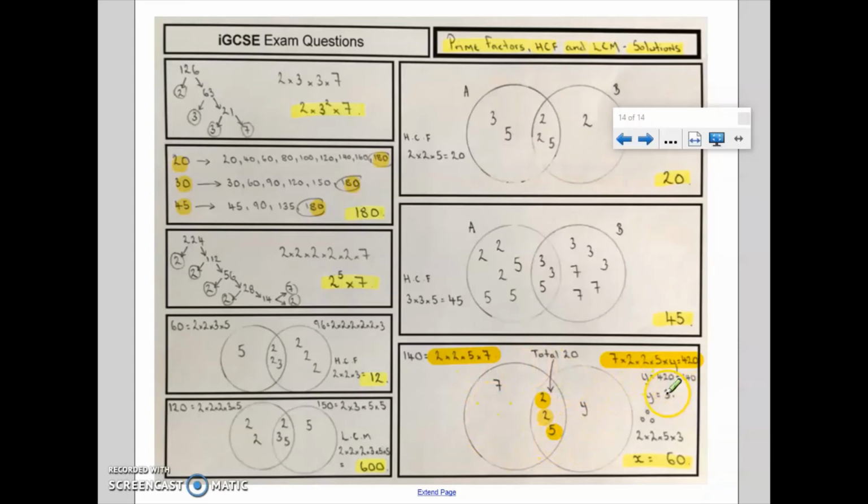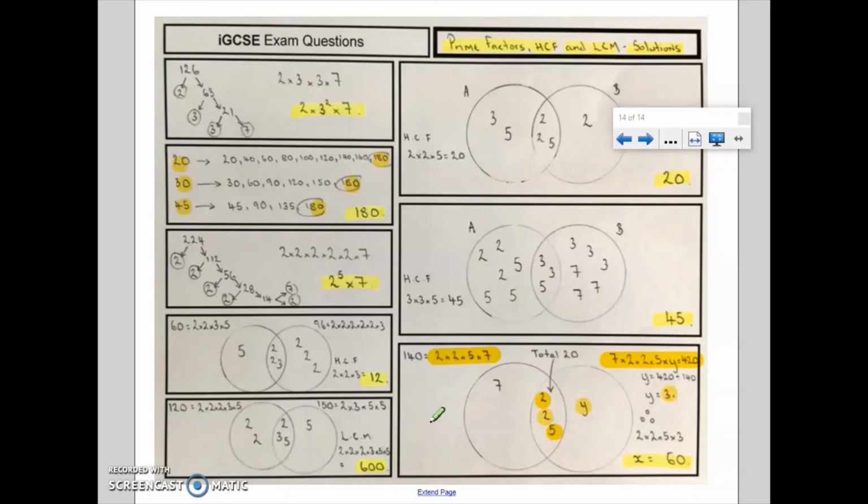When I calculated the value of y, it became 3. So I knew this value in the second circle was 3. This unknown value would be 3, which then led me to finding the value of x, which was the value of the number associated with this full circle here. A very tricky question, but very well done if you were able to find the value of x being 60.